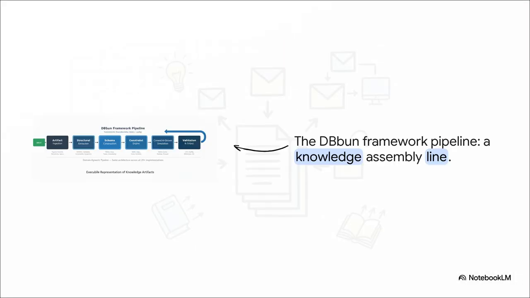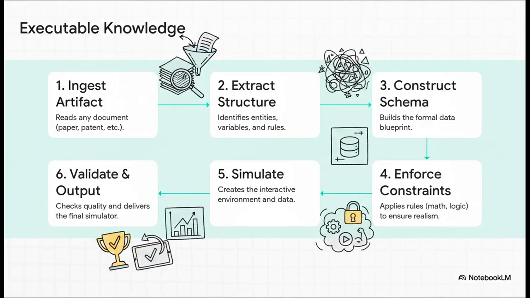Okay, so the big question is, how do you actually do that? How do you turn a boring old PDF into a working simulator? Well, the process is kind of like a knowledge assembly line. You feed a static document in one end, and step by step, it produces this dynamic, interactive environment out the other end. So let's break down that assembly line. It's basically a 6-step pipeline. First, you ingest the document. You just feed it in.